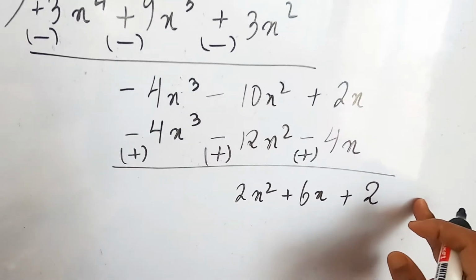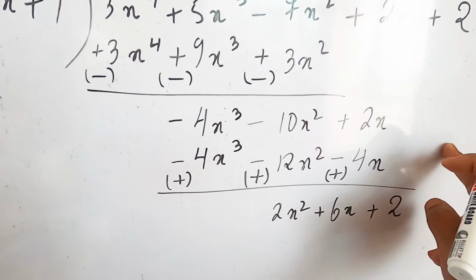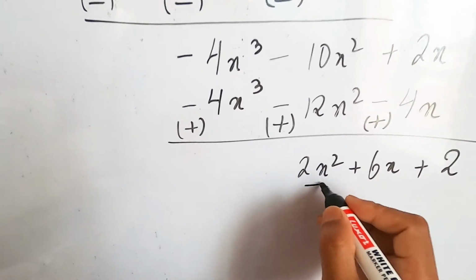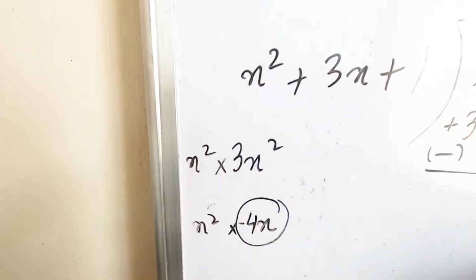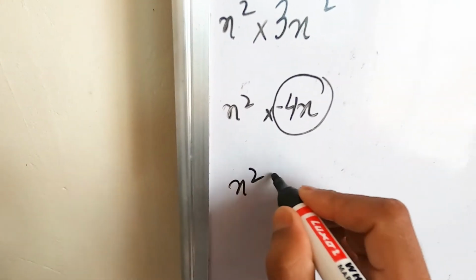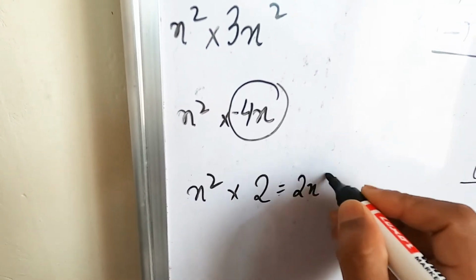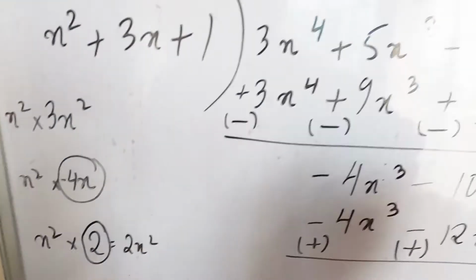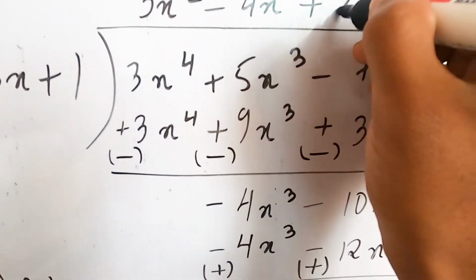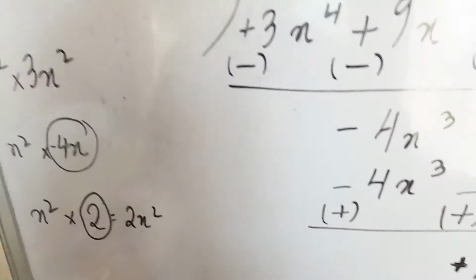So step 3 is also exactly the same as step number 1 and step number 2. In this case the term is 2x square. So x square into which number will we get 2x square? x square into 2 we will simply get 2x square. So in this case the next quotient will be 2, so it will be plus 2, since here it is plus. All right, so it will be plus 2.